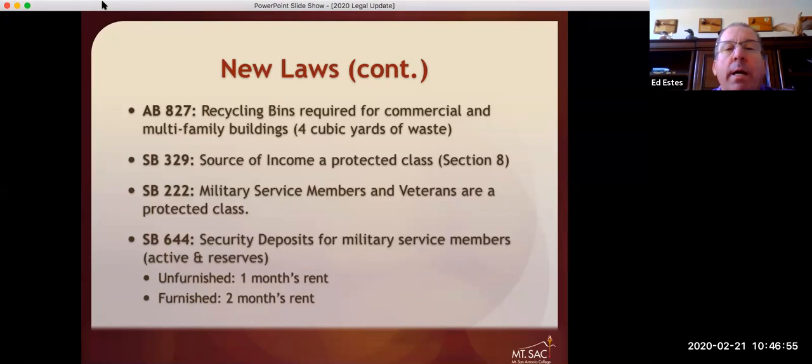SB 329, source of income, now a protected class. And specifically, we're talking about Section 8 tenants. So landlords may not make a blanket refusal to rent to Section 8 tenants. Now, does a landlord have to rent to a Section 8 tenant?